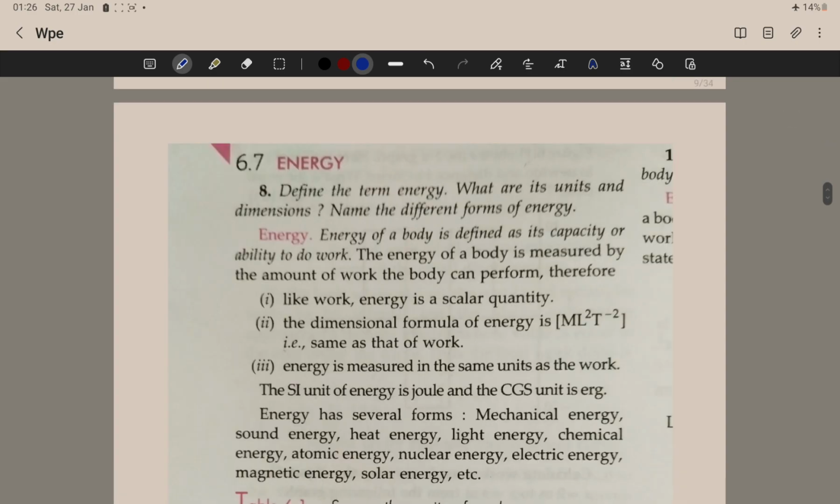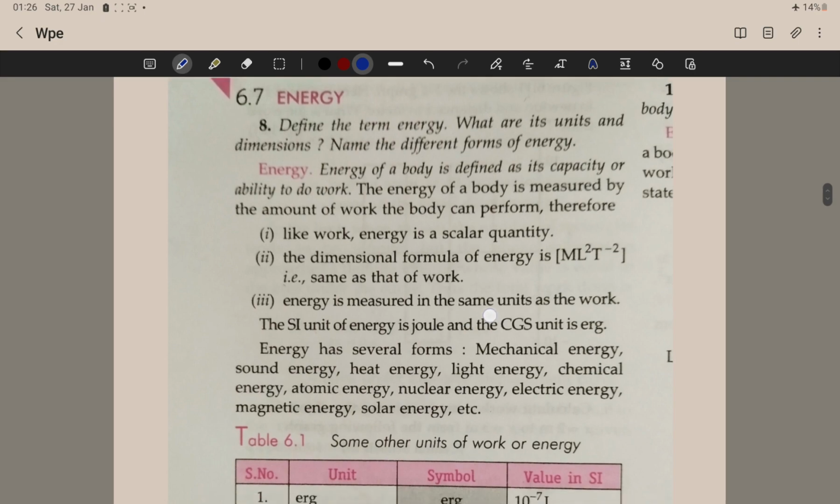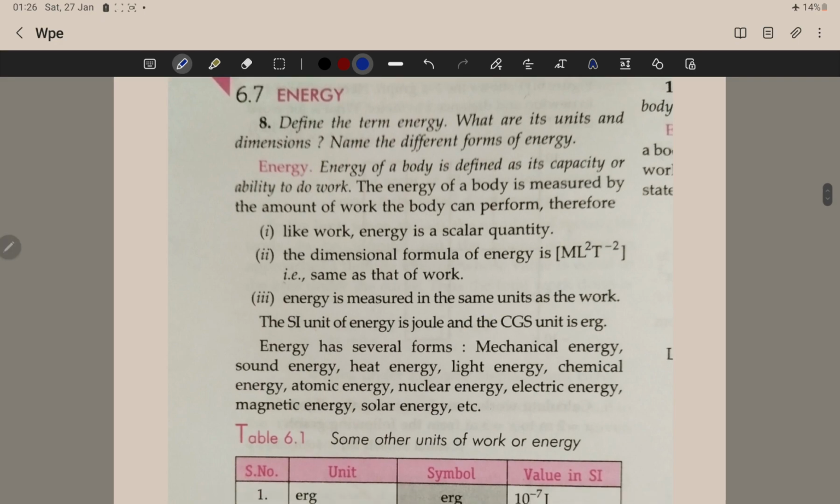Okay. Now let's check what is the energy. So define the term energy and its unit and the dimension, and the different forms of energy. So energy is defined as the capacity or ability to do work. So how much energy the body has, that much the body can do work. So it defines the capacity. Remember, capacity or ability to do work.